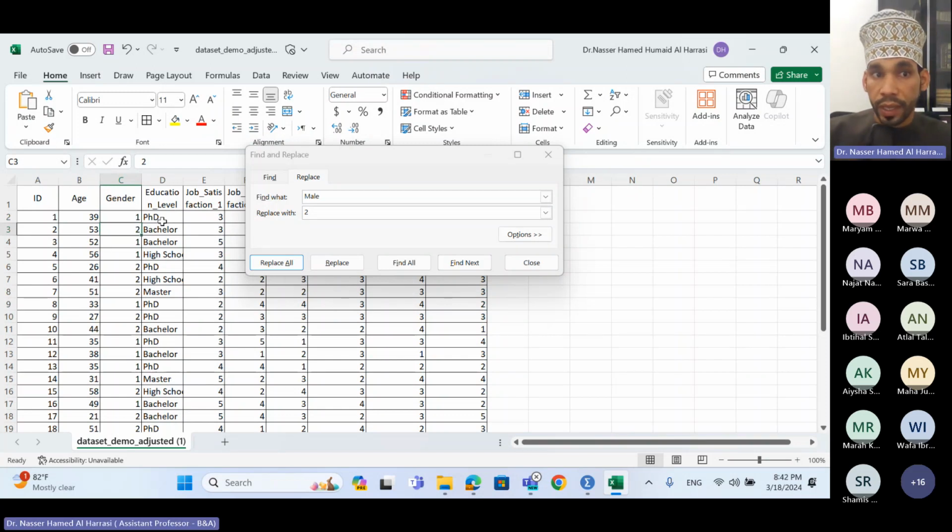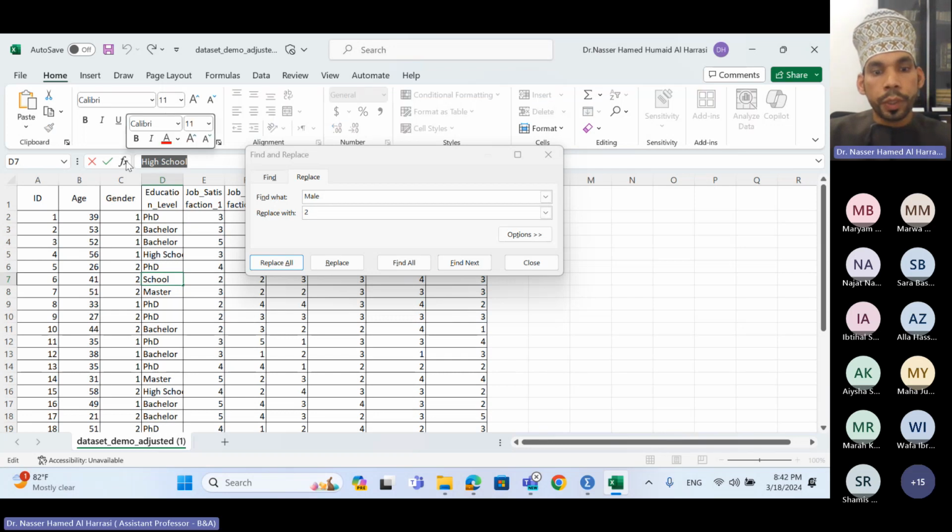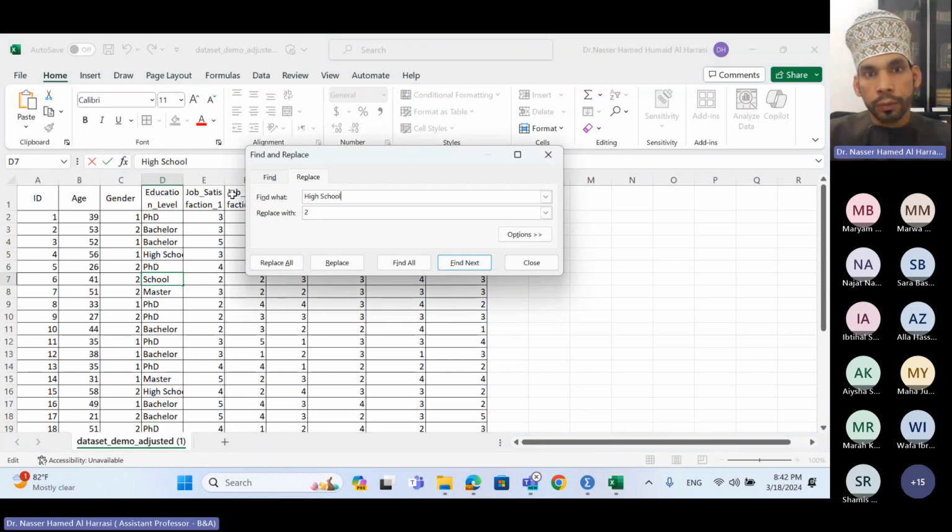Then we will move to the next column, which is related to the educational level. We are having high school, bachelor degree, master degree, and PhD. So we will start from the first one, which is high school here. So we will replace high school, and we will assign, for example, number 1. There are no conditions here. We can provide high school number 4 and we can provide it number 1. It is totally up to you.